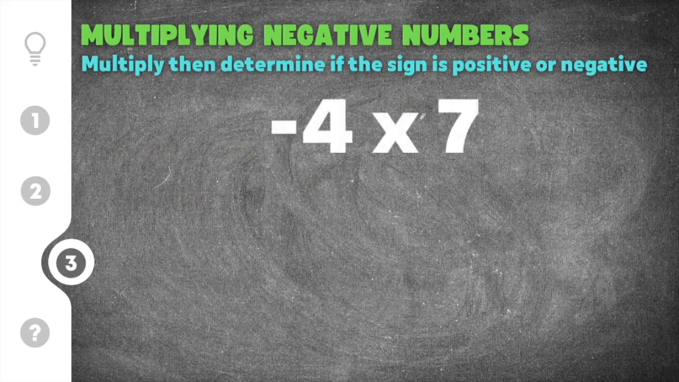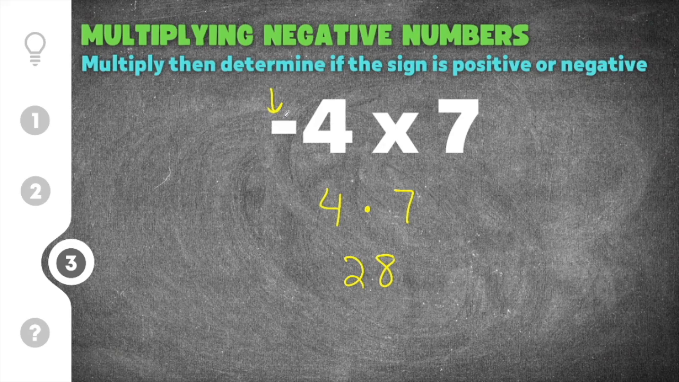Moving on to the last practice problem, this problem gives us -4 times 7. Now again, the first step is to multiply these two together, ignoring the sign. So we're going to say 4 times 7. Well, 4 times 7 is 28. And then to figure out if your 28 is going to be positive or negative, you check to see what the signs are on the two numbers you multiplied.